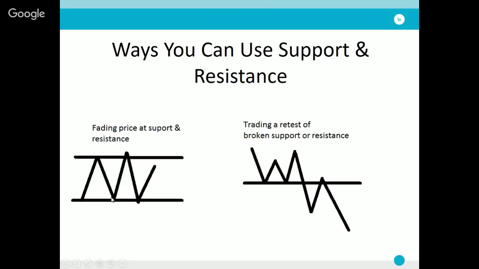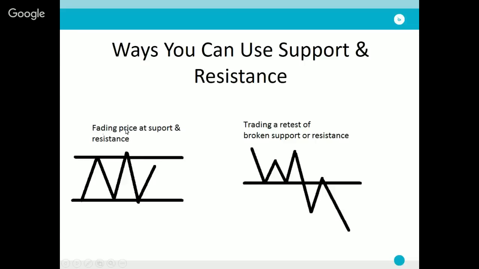In the second instance, we saw an example of where the support and resistance levels changed their nature. So we had price testing a support level from above, breaking down below, and then retesting from below. And we saw support change into resistance.